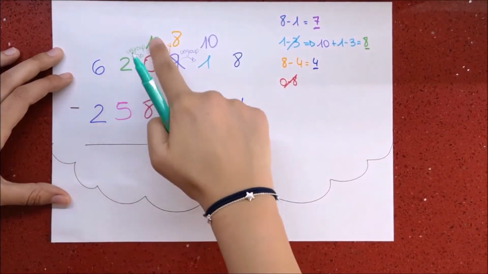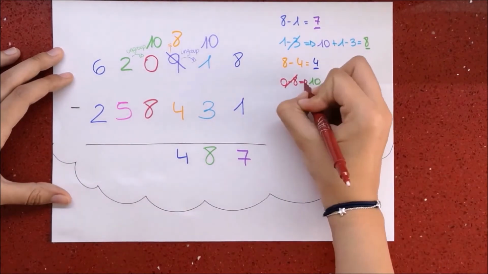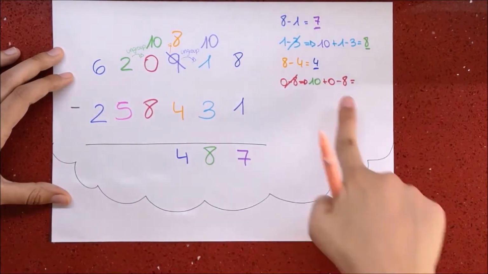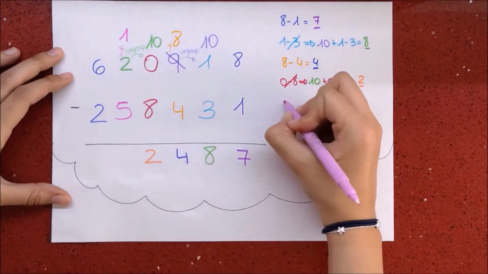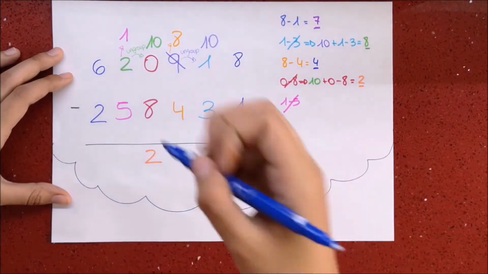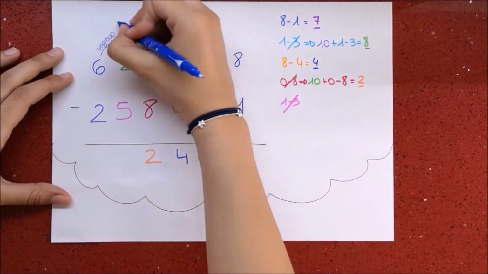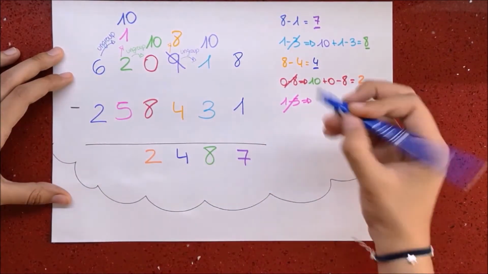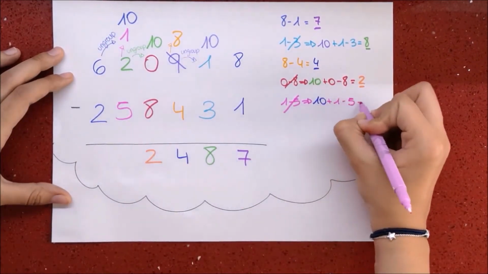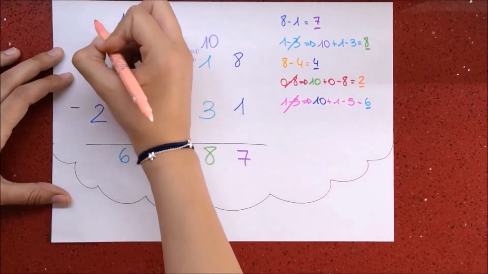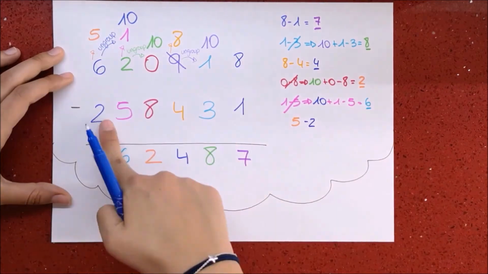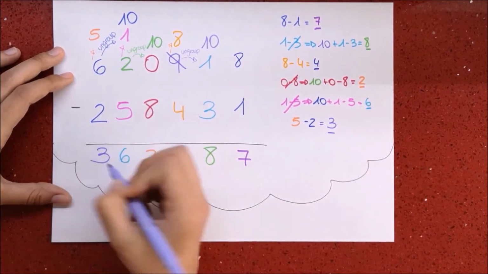We need to ungroup a group of 10 as well, and we group it here, and we have 10 plus 0 minus 8, and we still have 2. With the previous ungrouping we have 1 minus 2, so we ungroup a group of 10 and group it here. So we have 10 plus 1 minus 5, which is equal to 6. And here we have 5 minus 2, that gives us 3.